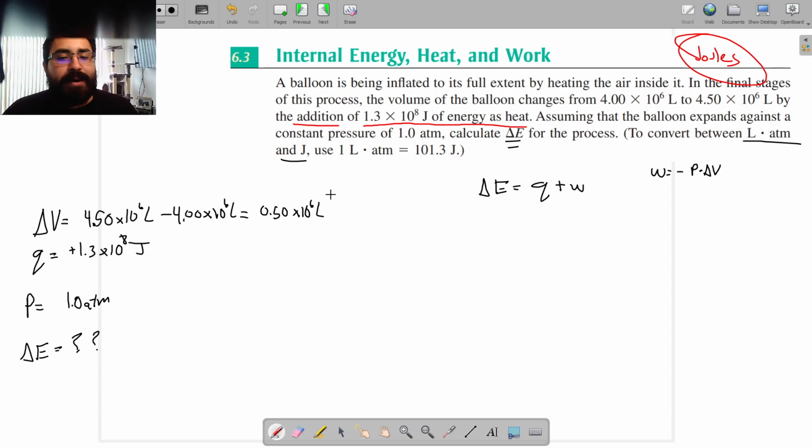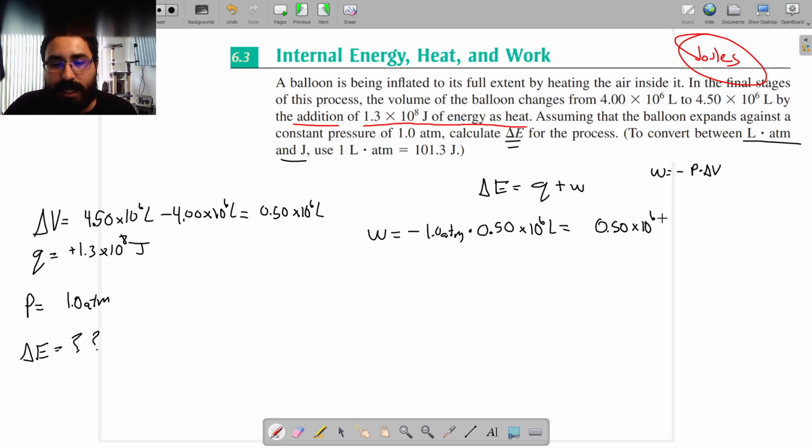All right, let's check this out. We are not given W. We need W. Well, we are given delta V, and we are given P. So let's do that off to the side. W is equal to a negative P, 1.0 ATM, times our change in V, which was 0.50 times 10 to the 6 liters. Well, 1 times that is going to be the same value. We're just going to have different units now: 0.50 times 10 to the 6, and it's going to be liters times ATM.